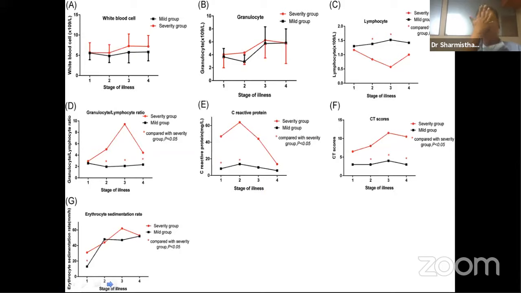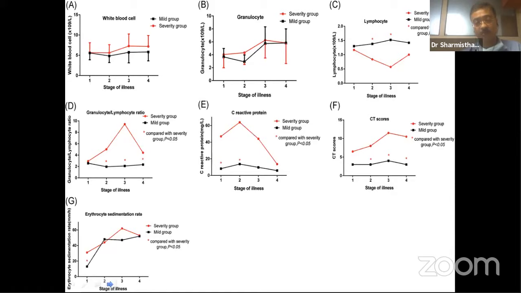Now you see these are the things, relative load. White blood cells: the red lines are the severe group and the black lines are the mild group of disease. So you see, there are certain things which are very distinctly common. One is lymphocytopenia. At the third stage of illness, you can get very low lymphocyte counts, so the granulocyte lymphocyte ratio will be very high, and therefore you will have a drastic difference in the granulocyte lymphocyte ratio between the severe and mild groups.